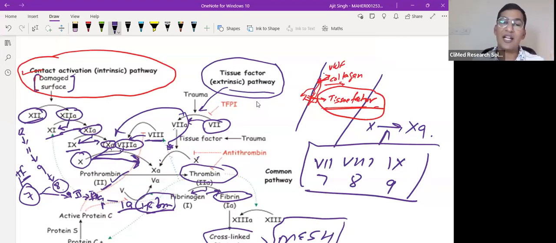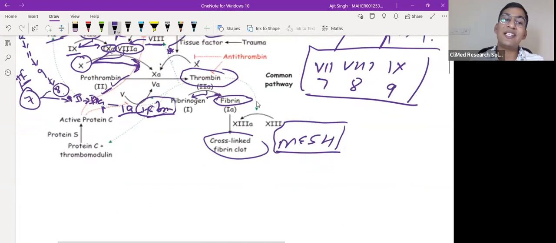And on the other side, intrinsic means starting from 12 to 12a, and 12a is activating 11 to 11a, and 11a is activating 9 to 9a, and 9a is activating 10 again. And alongside it is also activating 8 to 8a, and 8a is also activating 10, right? So 7, 8, 9, all three are activating 10.